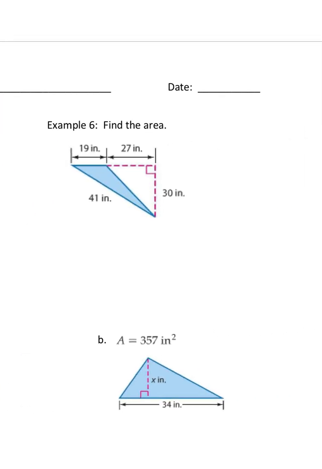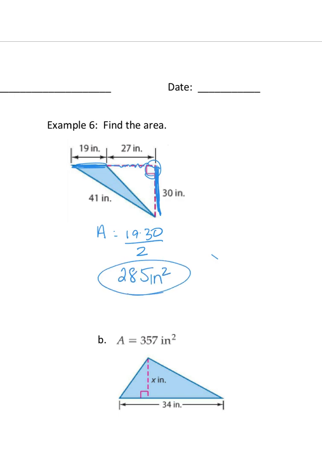So if I look at this next example, I look for that right angle box that tells you the height is 30. And if we follow that along, that tells you that the base is 19. So we're going to have 19 times 30 and then divide it by 2, which gives us a total of 285 inches squared, because again, it's area, so we always have to label it with that units squared.